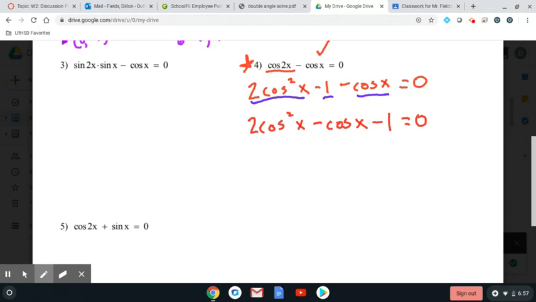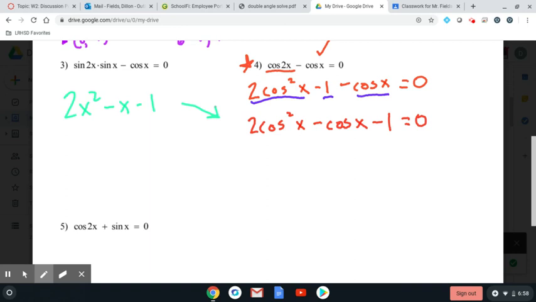So you have 2 cosine squared x minus cosine x minus 1. And the reason why we do that is because what we just wrote is the same exact thing as saying 2x squared minus x minus 1. These two are the same exact thing. It's just now you're working with cosine instead.